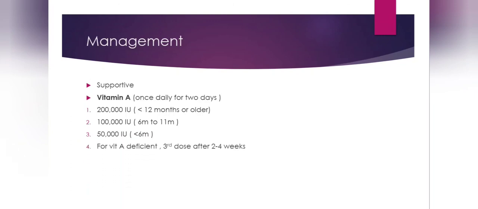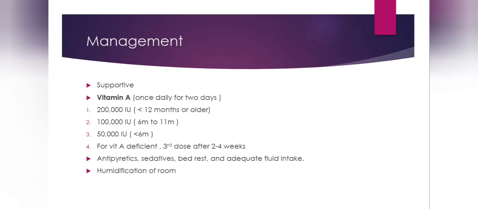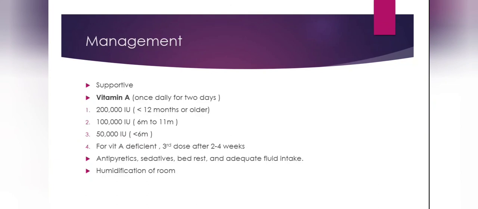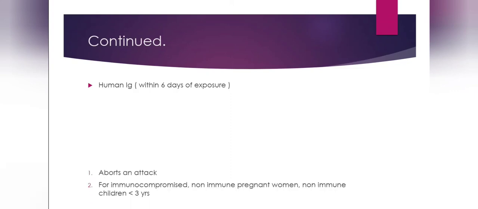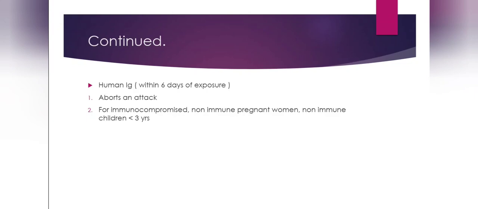For vitamin A deficient, jo hai, third dose bhi di jati after 2 to 4 weeks. Antibiotics, sedatives, bed rest, adequate fluid intake, ye sare supportive measures mein aa jata hai. Iske alawa humidification of the room, cough ki wajah se jo irritation ho rahi hai, wo kam se kam ho. Iske alawa human immunoglobulins, antibodies, within 6 days of exposure, which is a measure of passive immunization. Ye basically acute attack ko abort kar deta hai. And it is also indicated for immunocompromised, non-immune pregnant women, non-immune children less than 3 years.